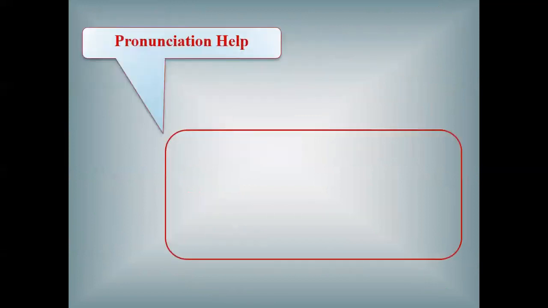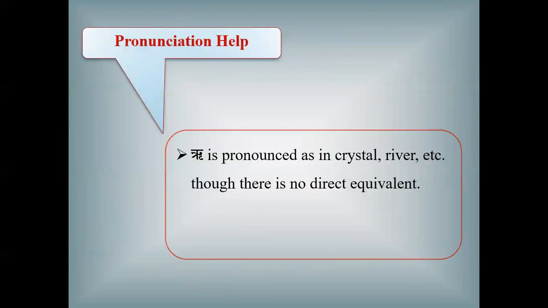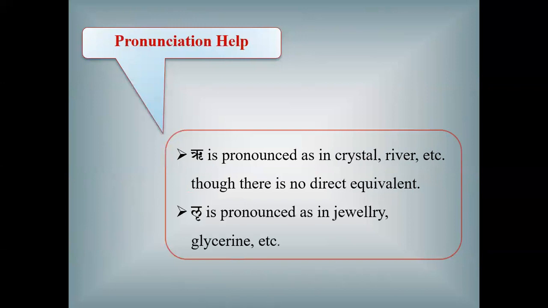Then, ṛ. ṛ is a bit difficult to give an equivalent sound. But when you say crystal, the ṛ sound is there. River is also not correct. Crystal is the right word. The ṛ sound is there when you pronounce the word crystal. Then ḷ is pronounced as in the word jewelry. I think that word is fine. The ḷ sound is there. So it's very difficult to give an exact sound. You can give an equivalent sound in English.